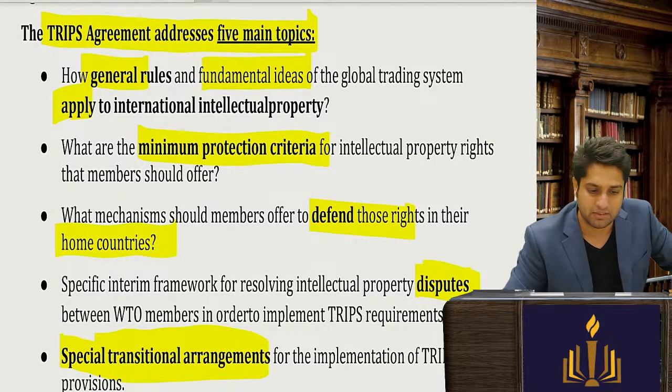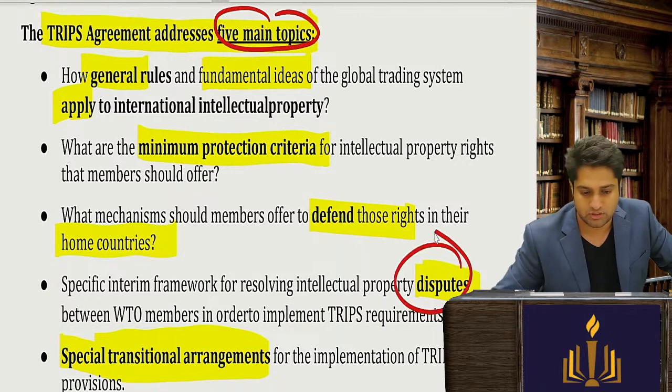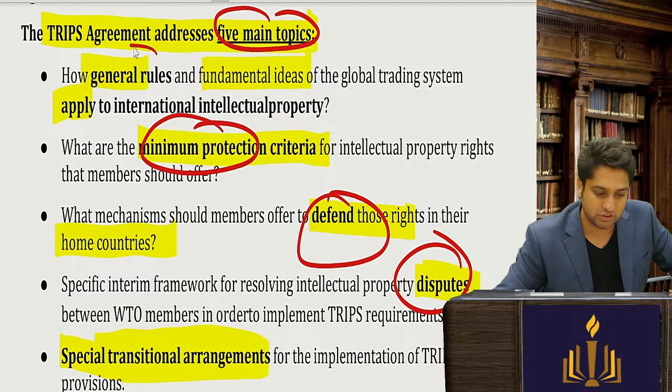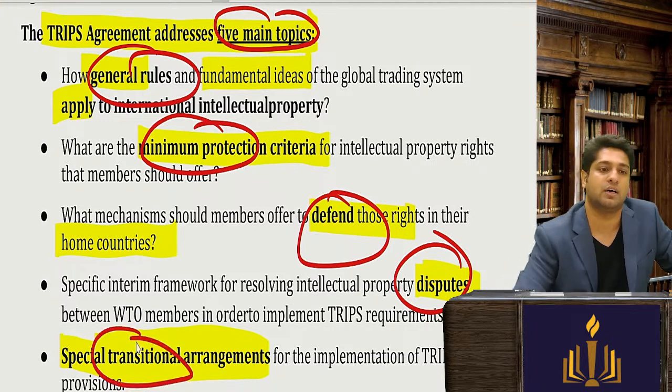So if we go to see, TRIPS agreement has 5 main topics: disputes, defending, minimum protection, general rules, and transitional agreements.